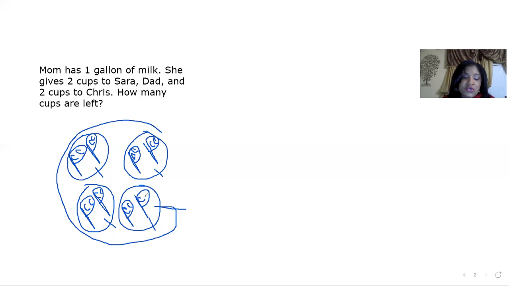All right, so now using our representation here, this is her gallon. She has 16 cups in this gallon and she gives 2 cups to Sarah. So this is gone. This went to Sarah. 2 cups to Dad. And 2 cups to Chris. So in our big gallon, we had 16 cups. She gave away 6 cups. So now Mom has 10 cups left.